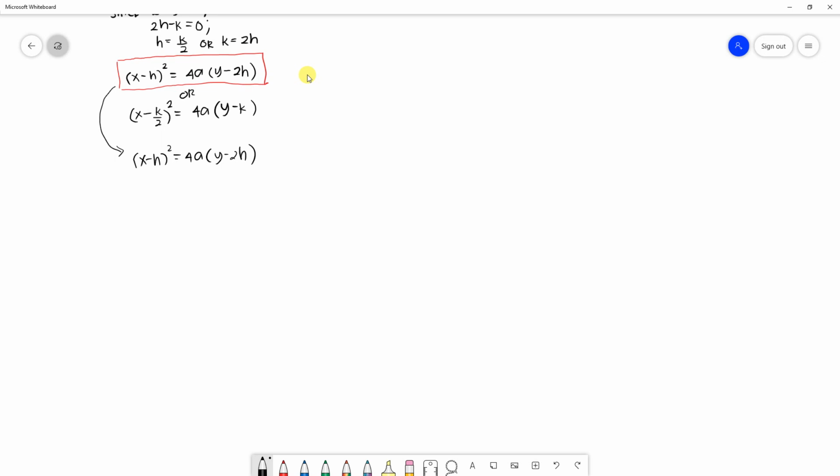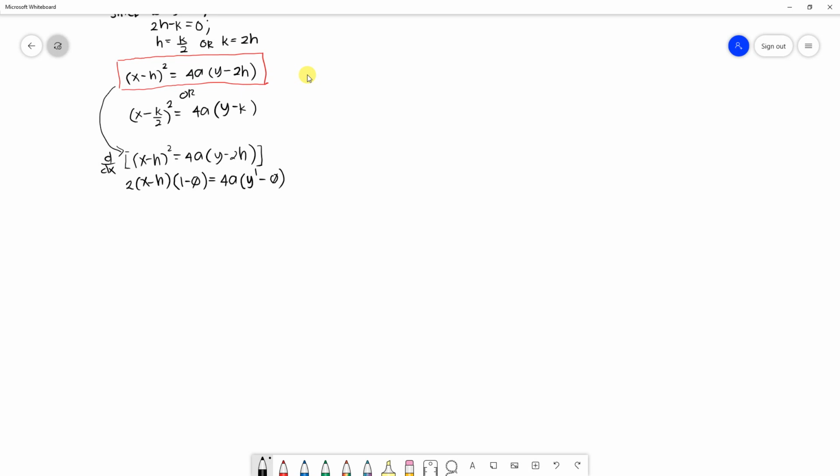Huwag kayo madidistract, ha? Okay, so first derivative: bring down 2(x minus h) times the derivative of x with respect to x, d over dx. Bring down the exponent, copy the base, times the derivative of the base, where x is 1, minus the derivative of h, since it is constant, 0. Equals 4a, which is a constant, times the derivative of the quantity y minus 2h. So the 2h is 0, and we have y prime minus 0.